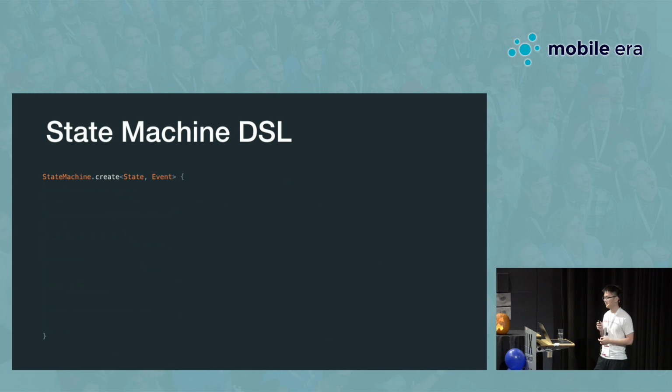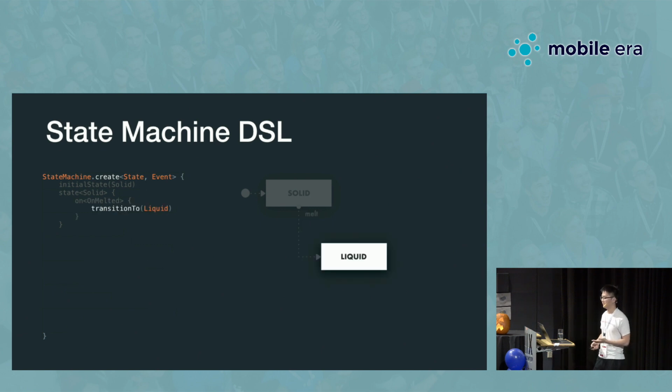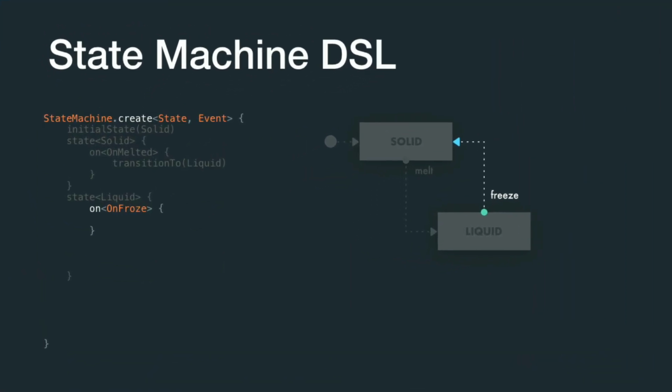And let's go ahead and declare a state machine using the state and event. Let's add an initial state, which is solid. And in the solid state, when the water is melted, it becomes liquid. We can add more states, more transitions using this DSL.